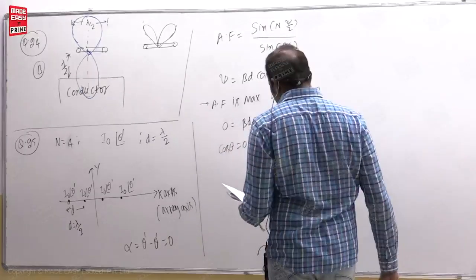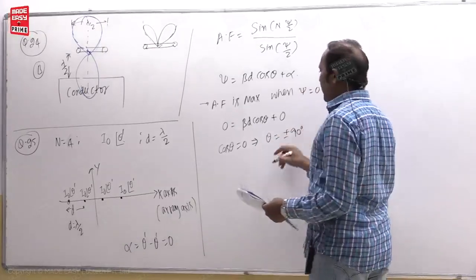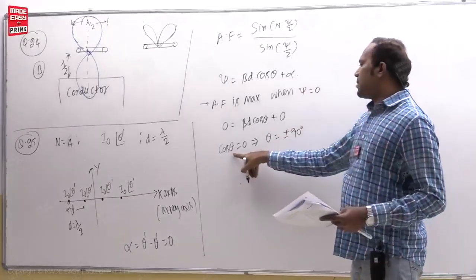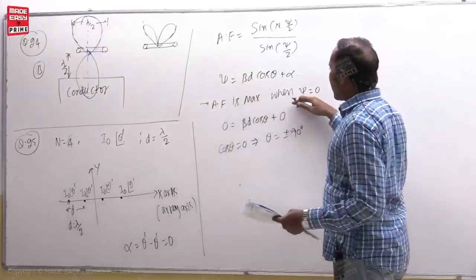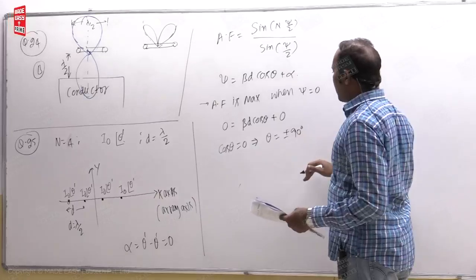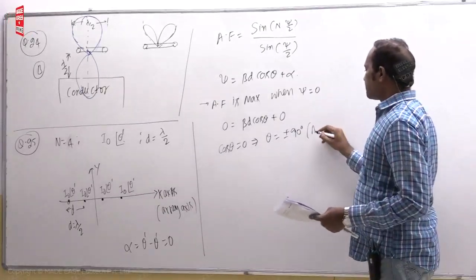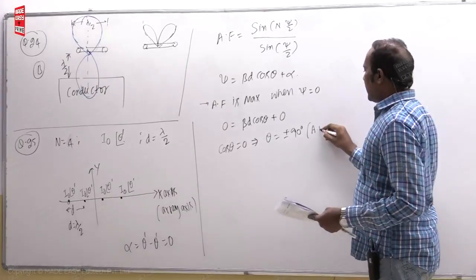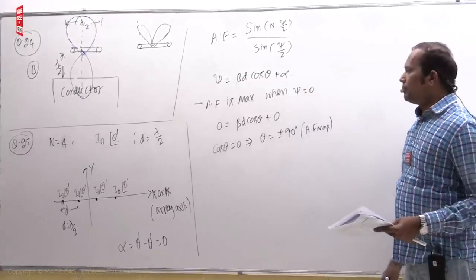Can you tell me when theta will be 0? Theta is equal to plus or minus 90. Whenever cos of plus or minus 90 is equal to 0, that means the array factor is maximum whenever theta is equal to plus or minus 90. If the array factor is maximum, the electric field value will be maximum.